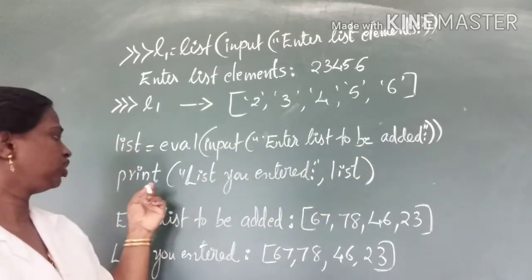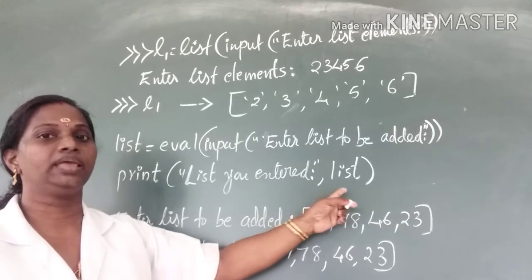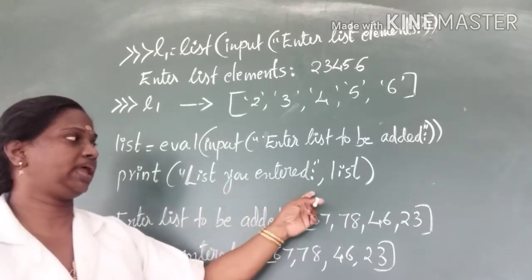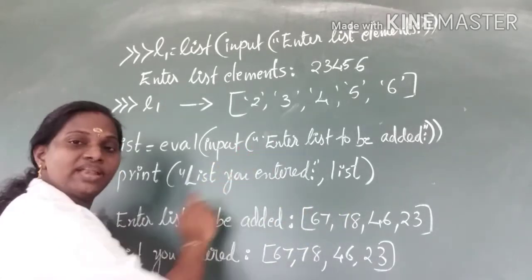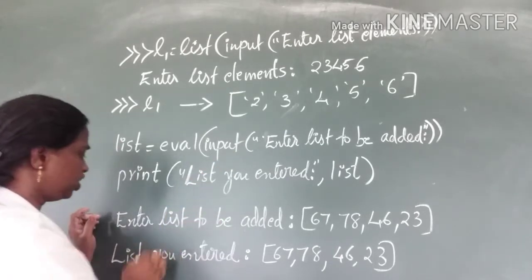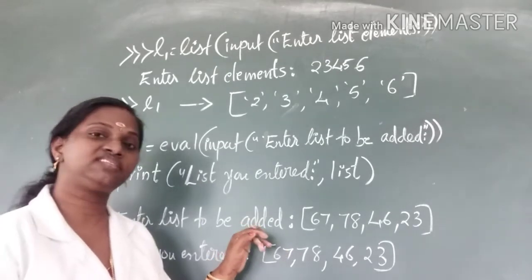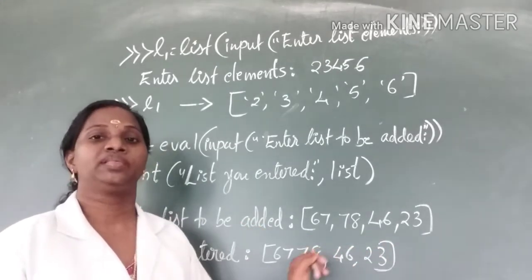So when you print the list you entered, list. Okay, print the list you entered, list. See, when these statements are executed, you will get the prompt to enter the list to be added. When this statement is displayed on your screen, you can enter the given numbers.